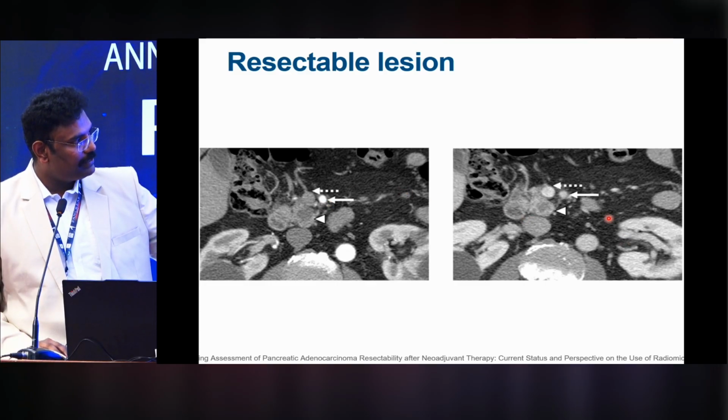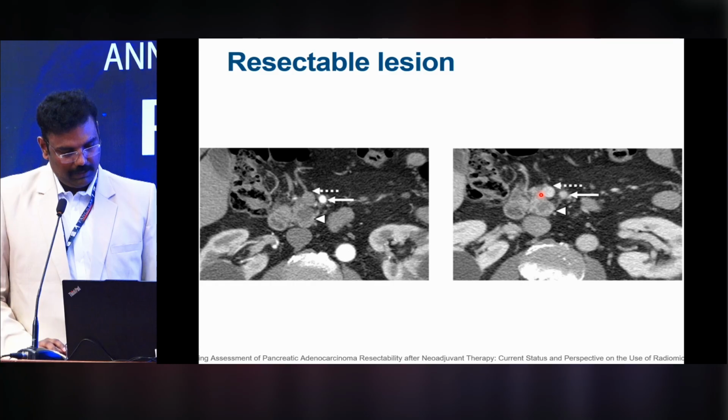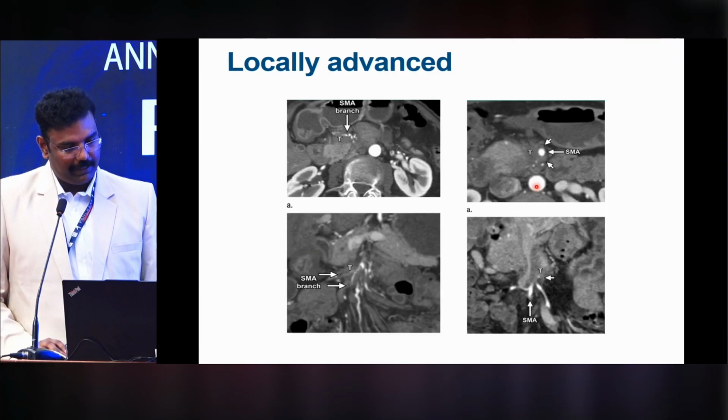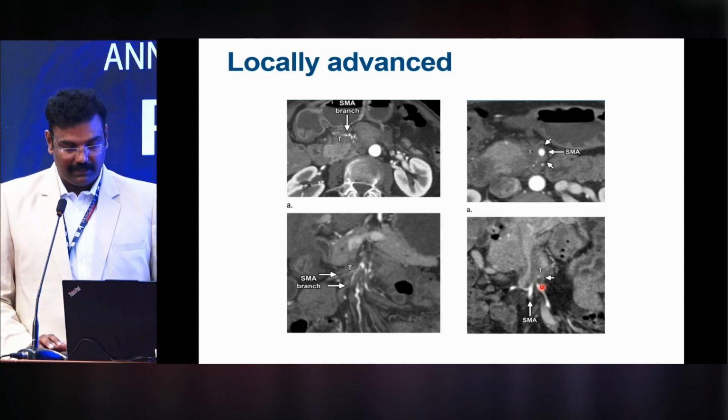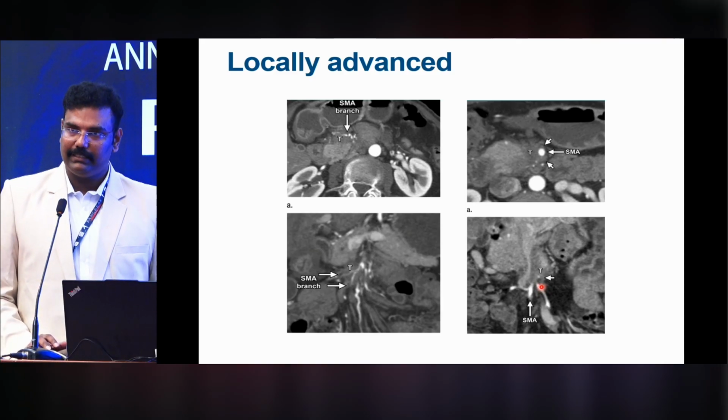In this arterial phase, we can find again this lesion is quite away, abutting only the normal pancreas. Whereas in the locally advanced, we can find that the SMA is completely surrounded by the tumor. In fact, in the reconstructed coronal images, we can find even the branches of the SMA are involved. These make them a locally advanced disease.